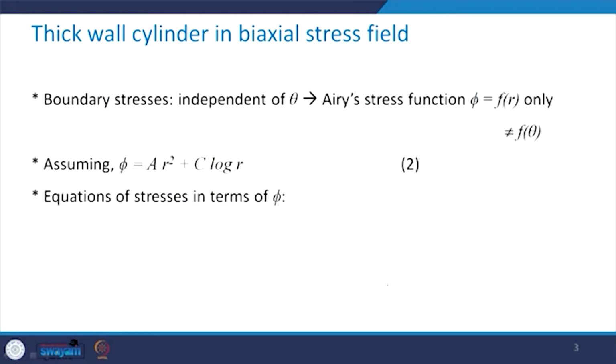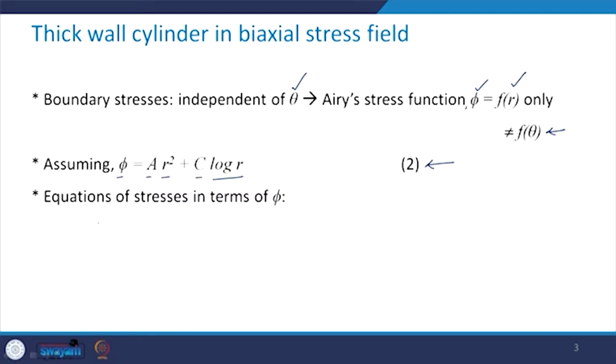Now, these boundary stresses are independent of theta. So, Airy's stress function, which was phi, can be taken as the function of r only and not the function of theta. So, in this case it is assumed that phi can be taken by this equation 2, that is phi equal to a r square plus c log of r. These a and c will be determined from appropriate boundary conditions. So, what are going to be the equations of stresses in terms of phi?